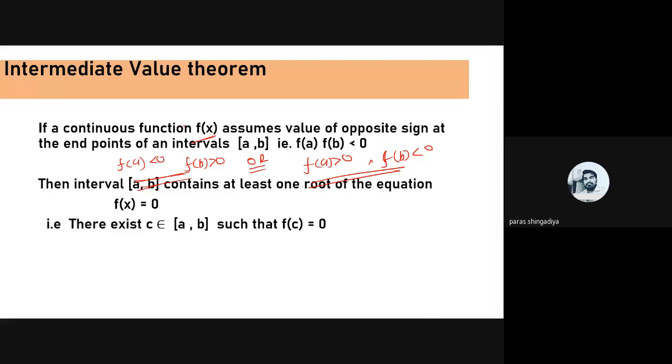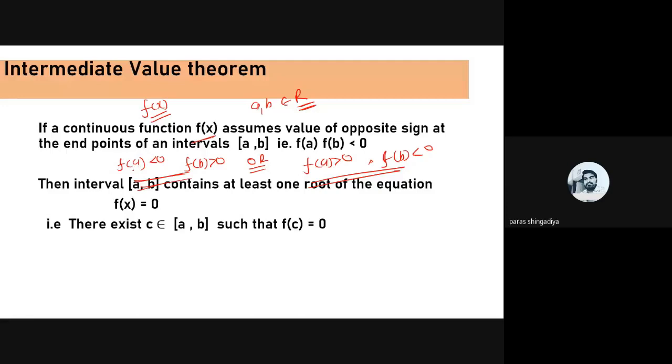f(x) is a given continuous function. Now you have to assume two values a and b, and you can consider a and b from the real line. This is an infinite set, so you can consider any two values from the real line, and now check the output of the function at a and b, such that f of a should be negative and f of b should be positive. You have to replace these two values in the function and check the output.